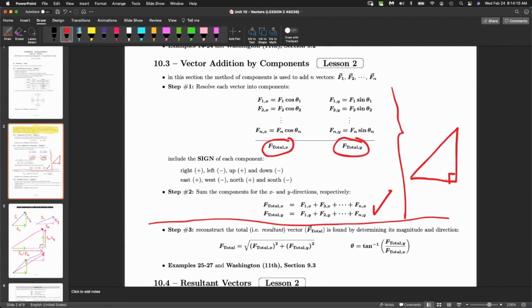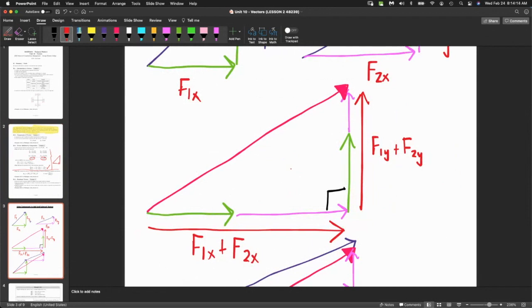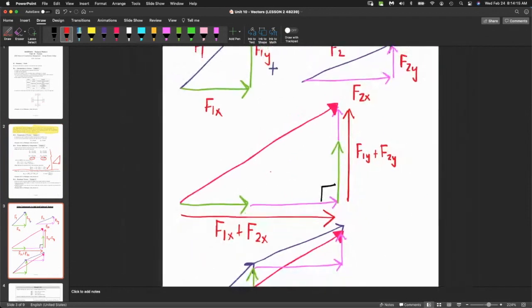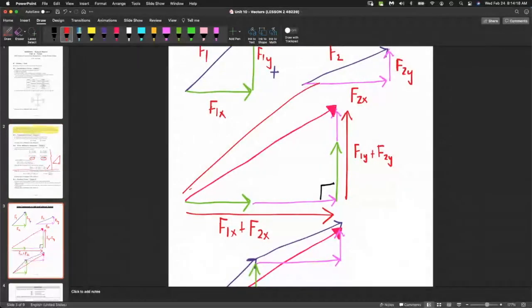Once we have that right angle triangle, then you can go and determine the overall answer, which is this one right here. This is the final answer, this vector right here. And that vector can be reconstructed by finding two things. Its magnitude, which we can call here F, and its direction, which we can call theta. So the final answer is this F and this theta.